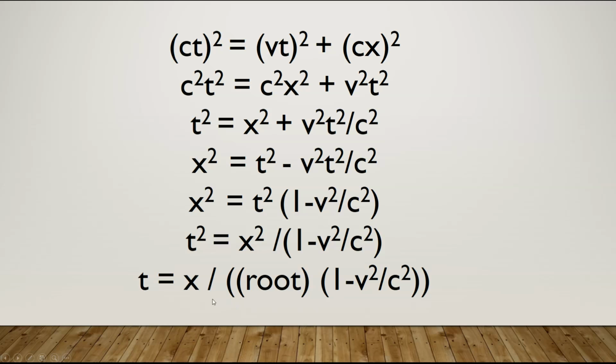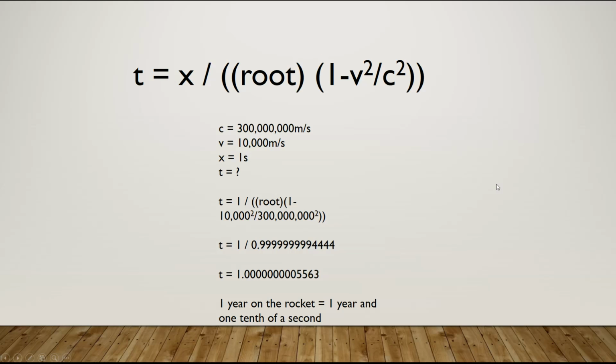So x being the amount of time that someone on the spaceship sees it as going up and down, which we're going to say is 1 second, divided by the square root of 1 minus the speed of the ship squared divided by the speed of light squared. And the way that works out into the real numbers will be this.